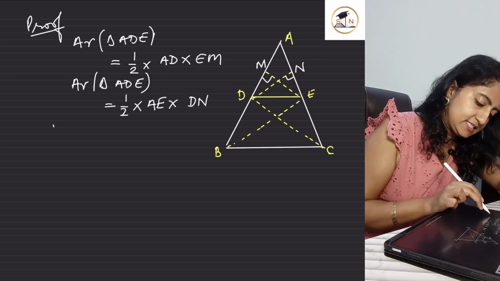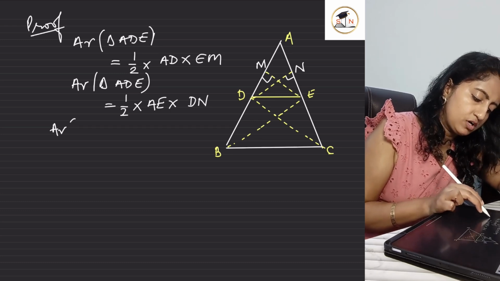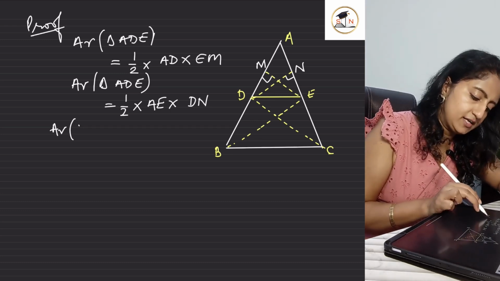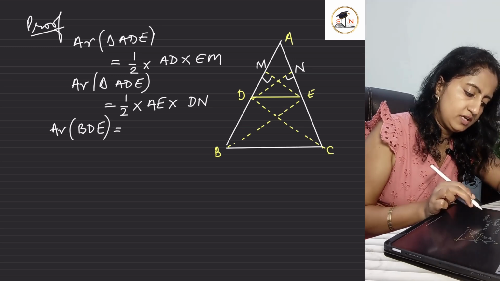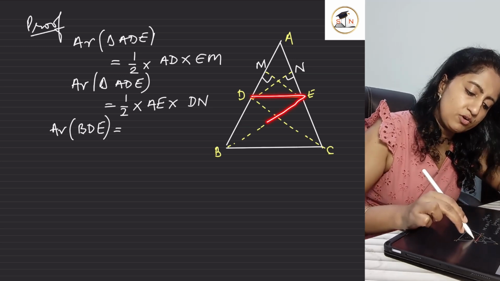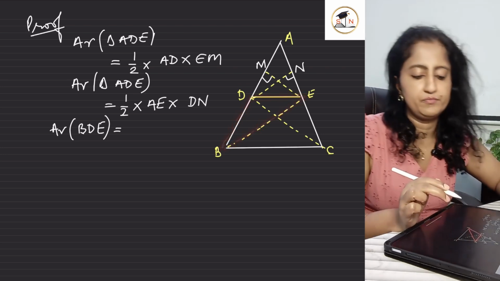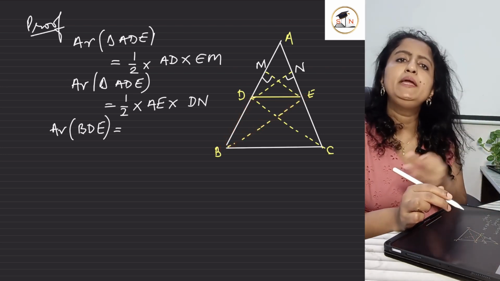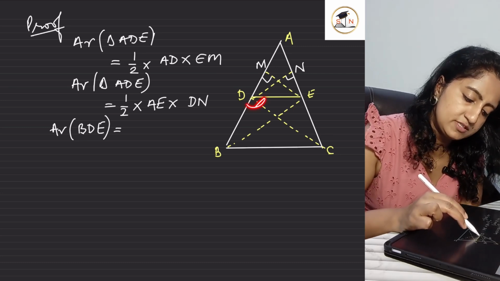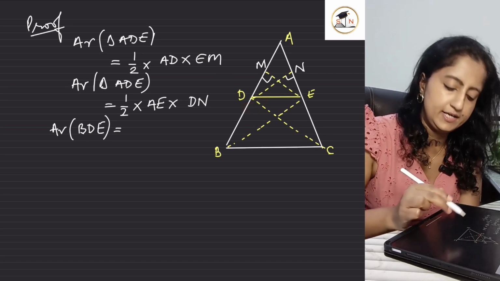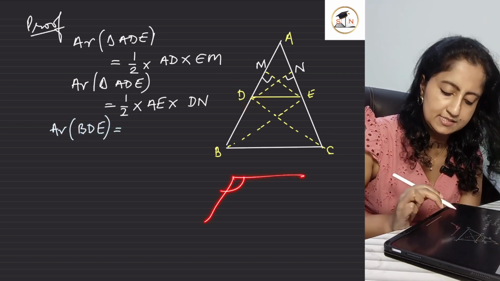Now, next. Again, we are going to talk about the area of triangle BDE. BDE means we are talking about this triangle. And if you see, BDE is an obtuse triangle. This angle is obtuse over here, right? It is stretching like this.